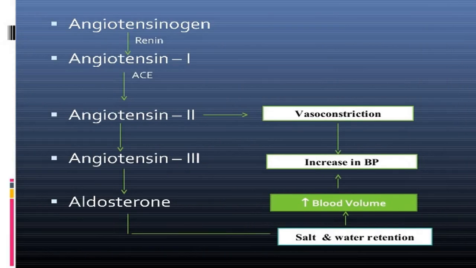Next one is angiotensin. How will we know? When renin is increased, angiotensin I is converted by angiotensin converting enzyme, and angiotensin II does vasoconstriction of the muscles, after that the BP increases. And angiotensin III activates aldosterone, causing salt and water retention, after that blood volume is increased.